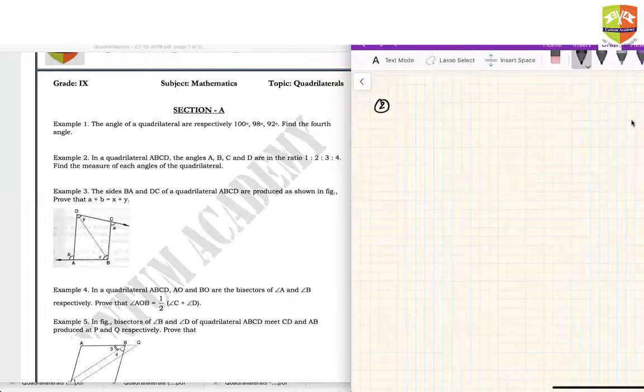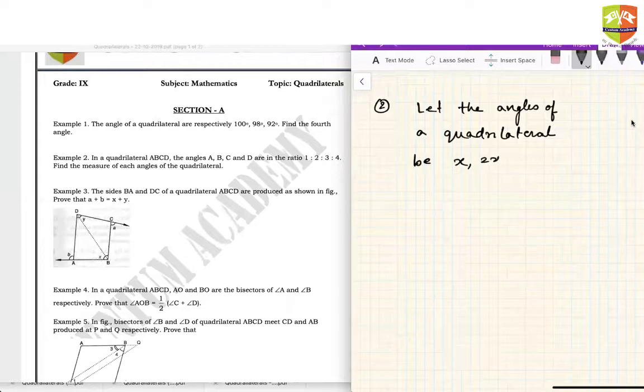Okay, so in such cases, whenever the ratios are given, what to do? You have to do, let the angles of the quadrilateral or the given quadrilateral be what? x, then 2x, then 3x, and 4x. So whatever was the ratio, if you see, x, 2x, 3x, 4x, all are in the ratio 1 is to 2 is to 3 is to 4.